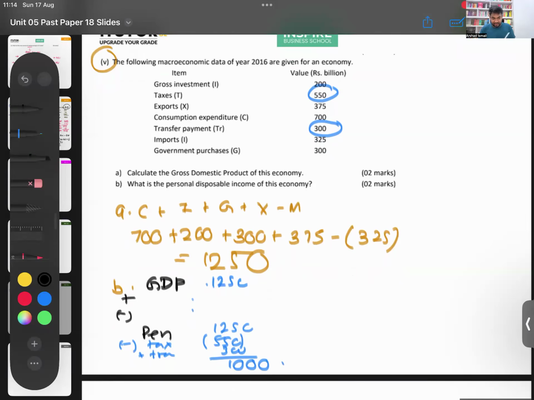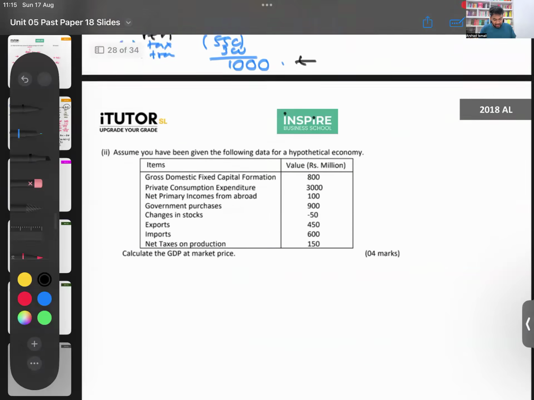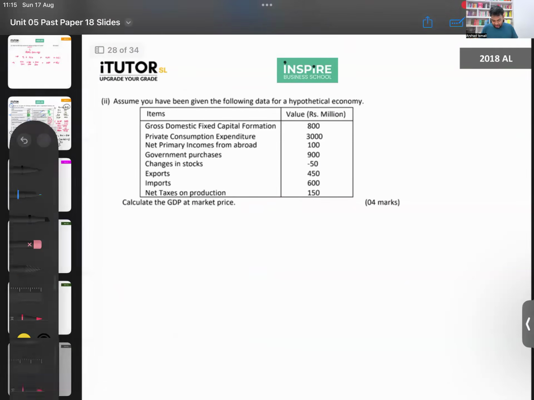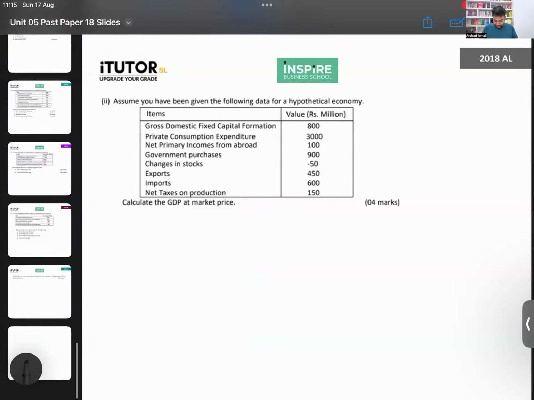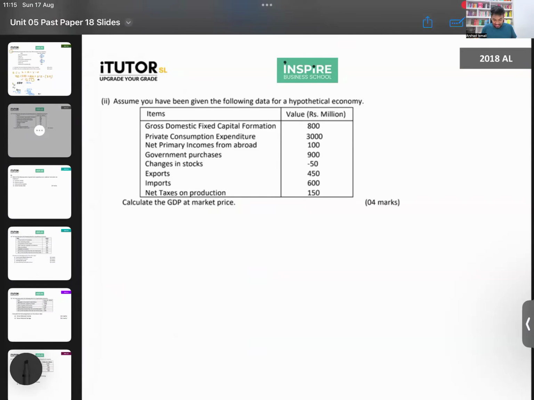Can you just reconfirm? GDP 1,250, personal disposable income 1,000. Okay. Then going in the next one. 2018. So we have another 5 to 6 calculations.